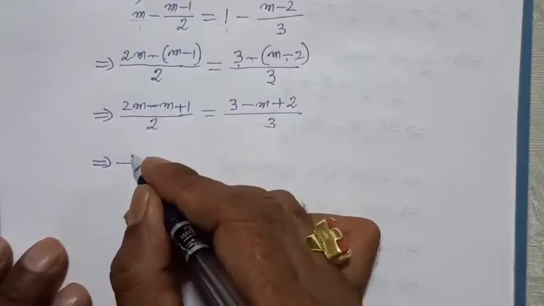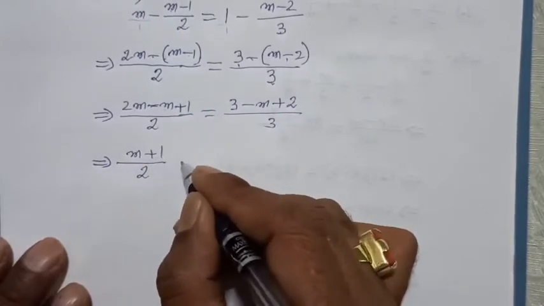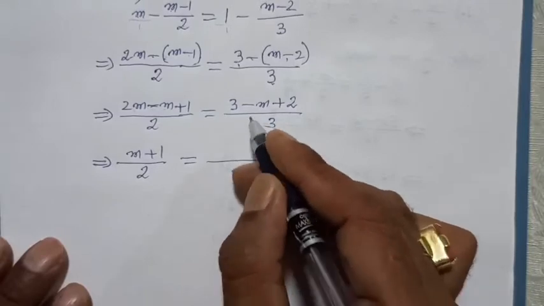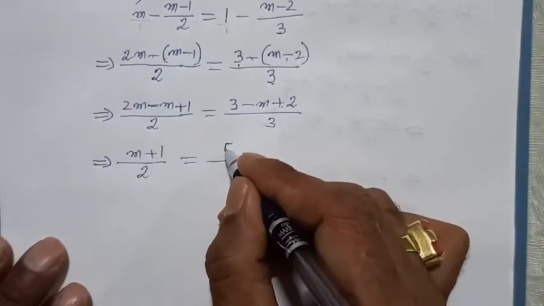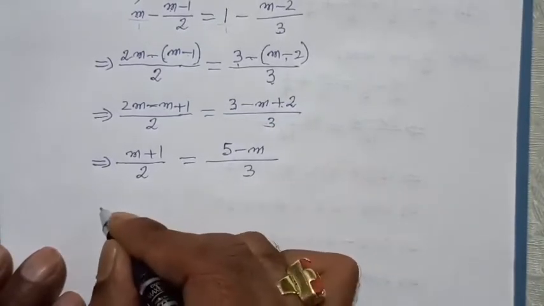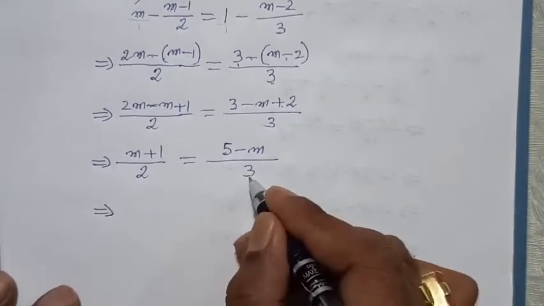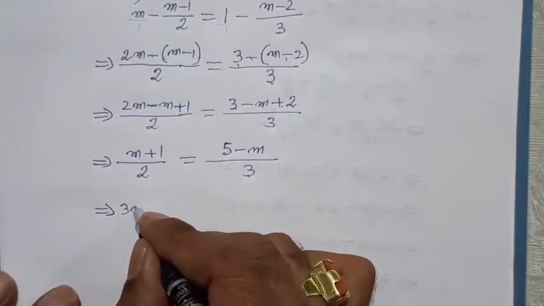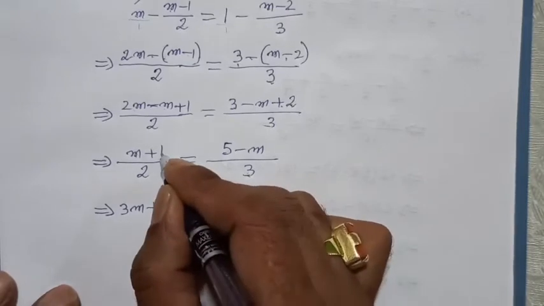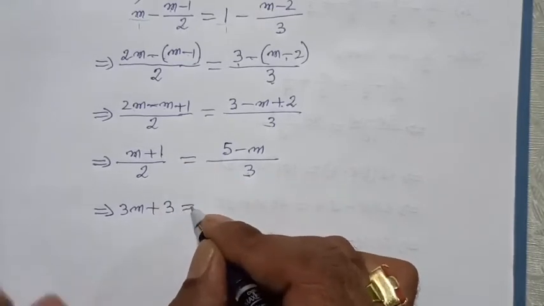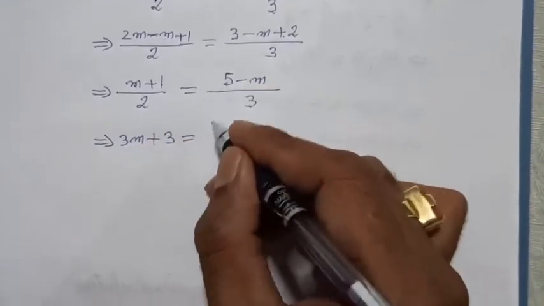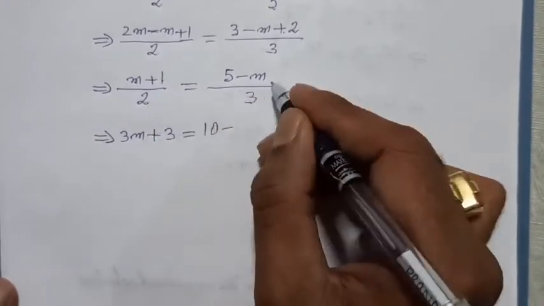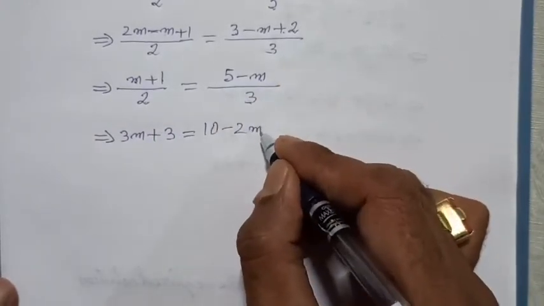2m minus m is m, plus 1, 3. 3 plus 2 is 5. 5 minus m. Next is cross multiplication. 3 multiply m, 3m. 3 multiply 1, there is 3. 2 multiply 5, 10. 2 multiply m, 2m.